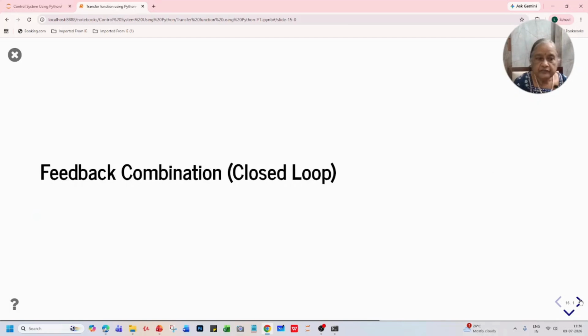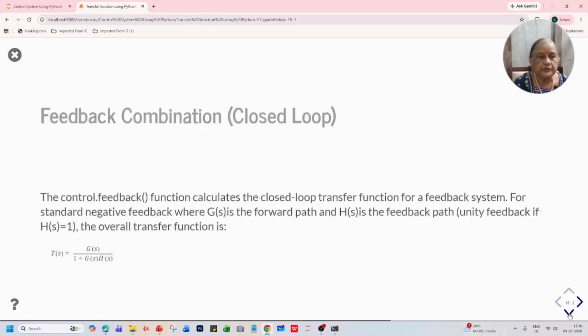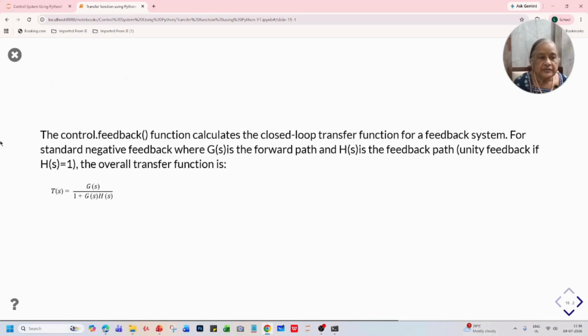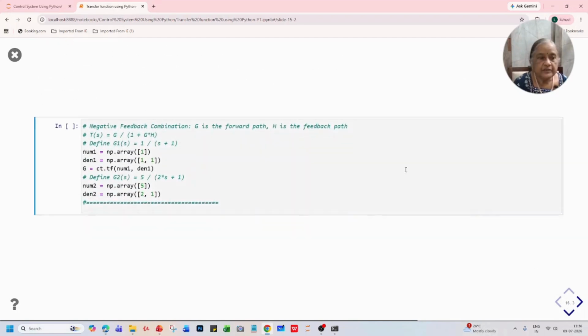So next we have feedback combination, a closed loop system with a feedback from the output to the input. By default, it will take it as a negative feedback, and the transfer function of a negative feedback system with forward path transfer function GF(s) and feedback path transfer function H(s) is GF(s) by 1 plus GF(s) into H(s). So let us see what happens when we connect G1 and H in feedback.